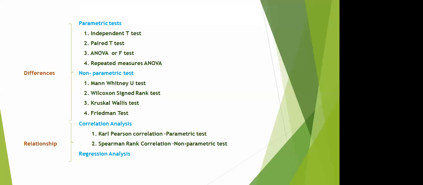And where we use Karl Pearson correlation is if our data is continuous and normal; we can use Karl Pearson correlation for the correlation analysis. And if our data is ordinal or not normal, then we use Spearman rank correlation for the correlation analysis. Next is regression analysis.